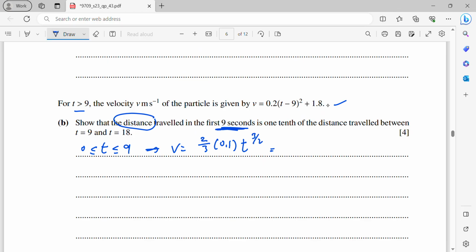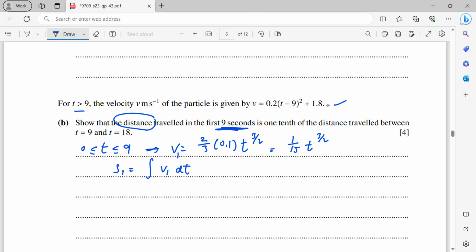So when you calculate this, 2 over 3 times 0.1 is basically 1 over 15. So this is my V. Alright, so now I get the S. I let it be S1. This is my V1. S1 is the integral of V1 dt.